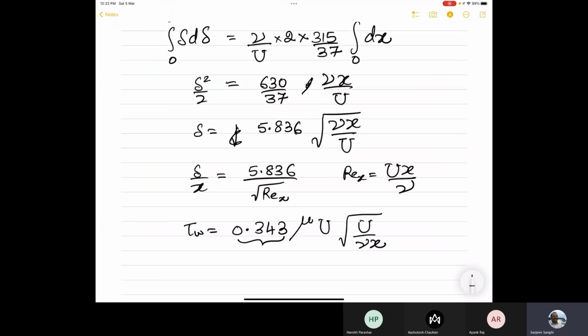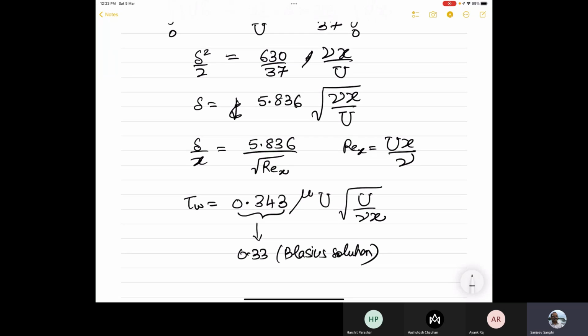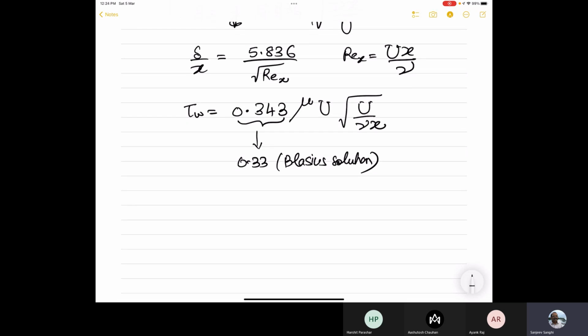If I just look at what Blasius's solution gave me, Blasius's solution said that this constant was 0.33. So what we have shown is that by assuming a reasonable profile, you can get a good distribution, you can get all these quantities. And what you realize here is that basically it is this tau wall which is the quantity of engineering interest.